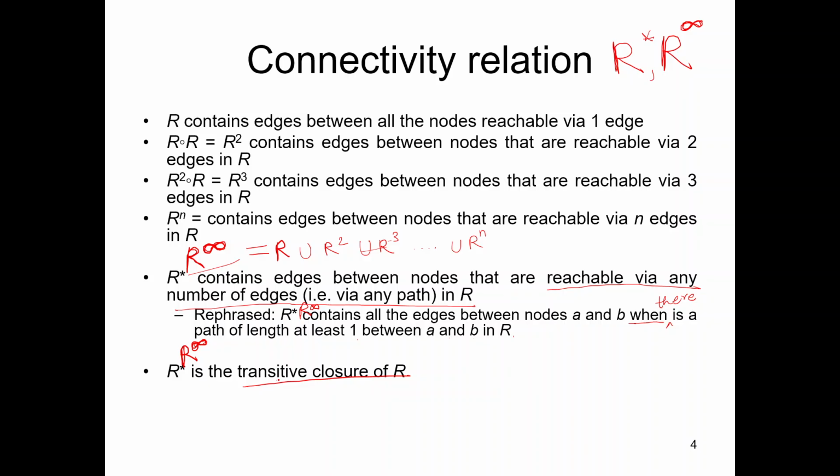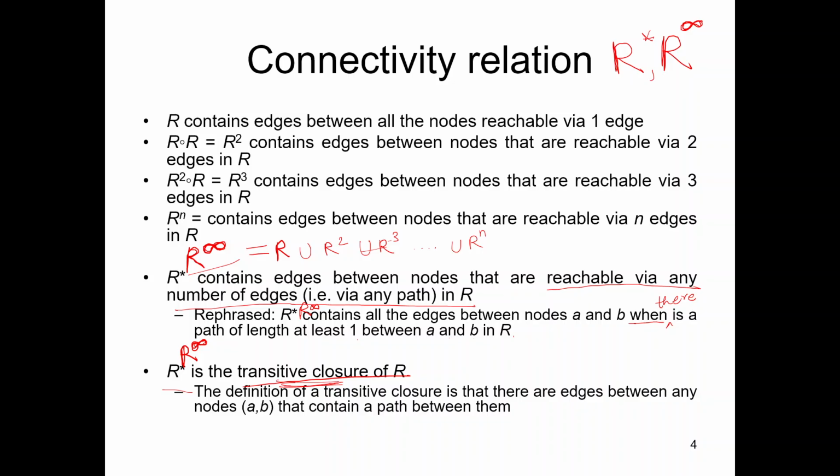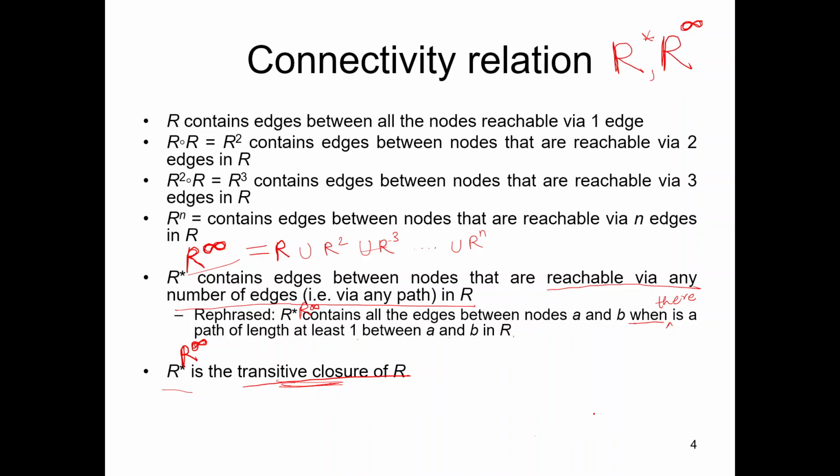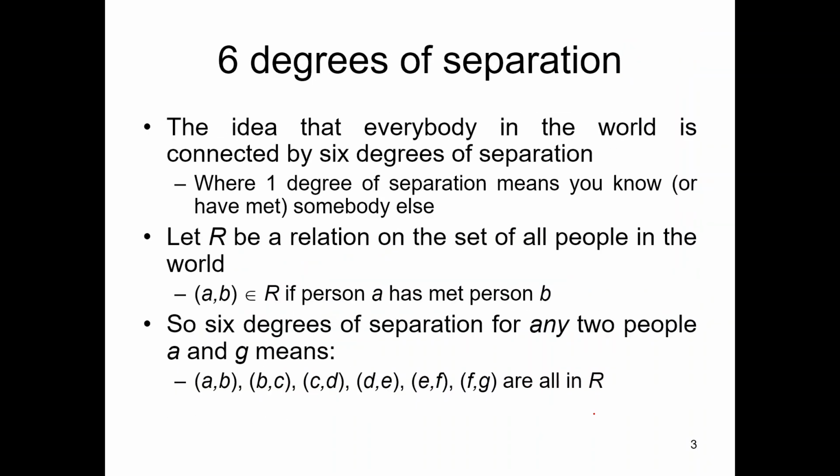Another way is by calculating the transitive closure of R. So in short, what we are saying over here is R infinity and transitive closure are one and the same. They are exactly the same. The definition of a transitive closure is that there are edges between any nodes A and B that contain a path between them. Ultimately that is what had happened in our example before, right?